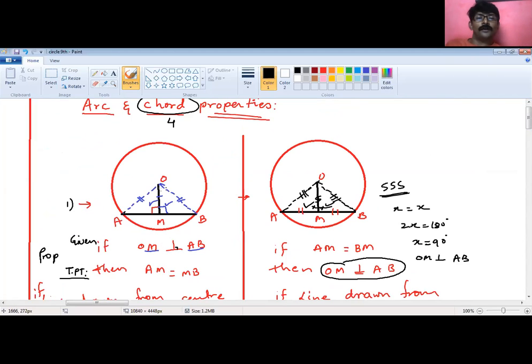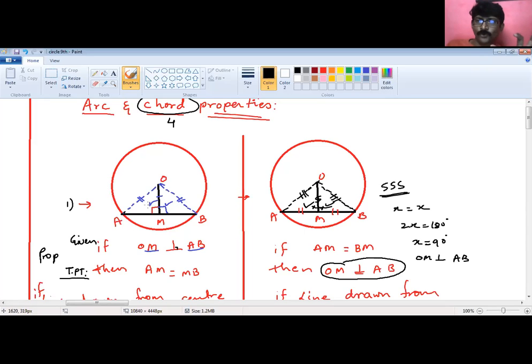So what did we say? OM is perpendicular. That means this is 90 degrees and this is also 90 degrees. Now if we join OA and OB, they become radii, and all the radii of a circle are always the same, isn't it? So we got to know that OA is equal to OB, OM is the common side, and angles OMA and OMB are both right angles. So triangle OMA and triangle OMB are congruent, right? By which test? Right angle, hypotenuse, and side.